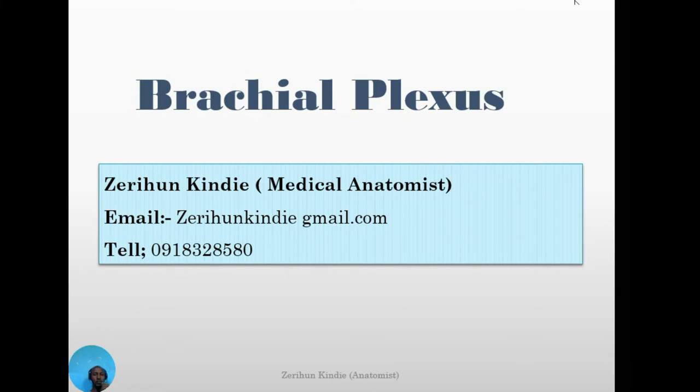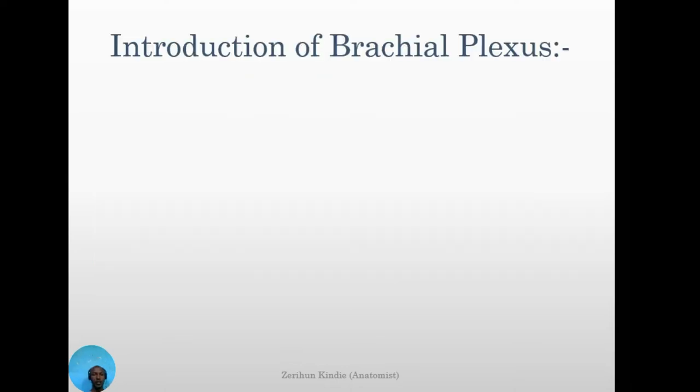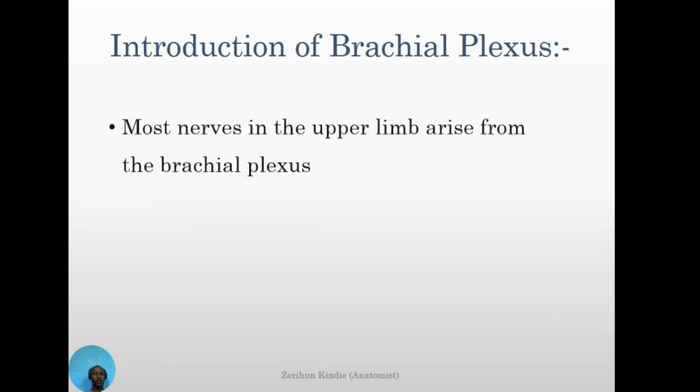Brachial plexus. The brachial plexus is a network, or a group of nerves, which is found within the upper limb and mainly at the root of the neck and at the axillary area. They are very important for giving innervation. So let us see the introduction of the brachial plexus.